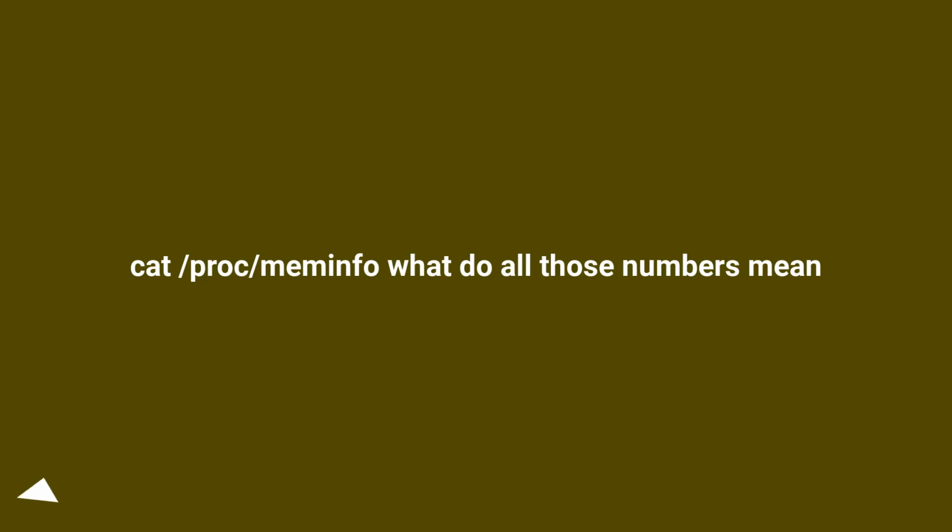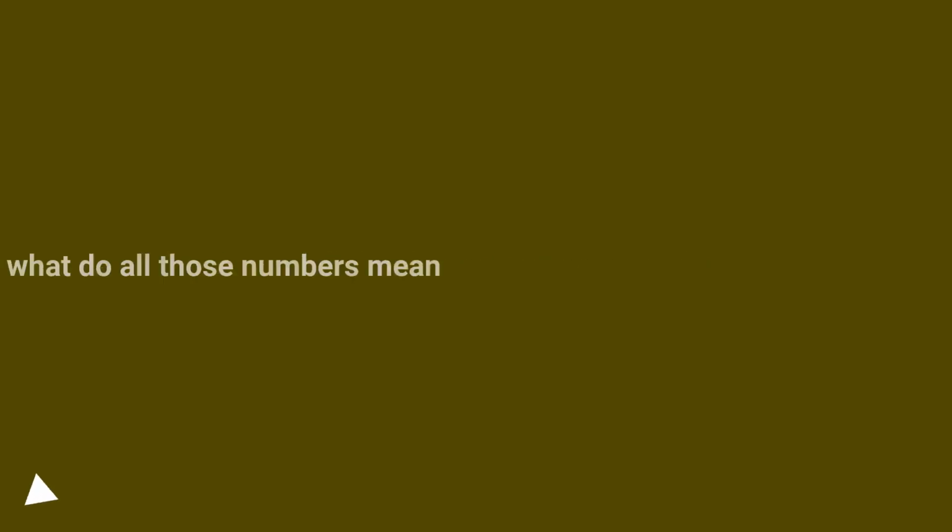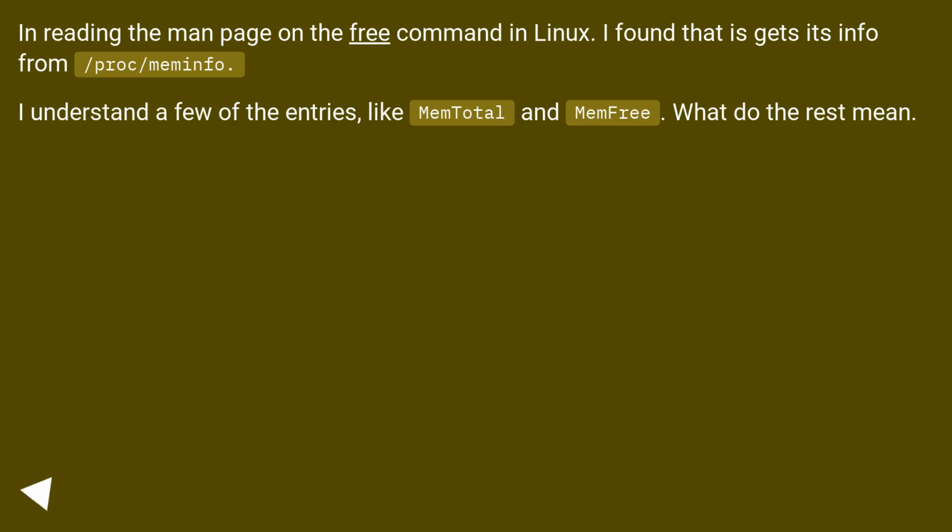cat /proc/meminfo. What do all those numbers mean? In reading the man page on the free command in Linux, I found that it gets its info from /proc/meminfo. I understand a few of the entries, like MemTotal and MemFree. What do the rest mean?